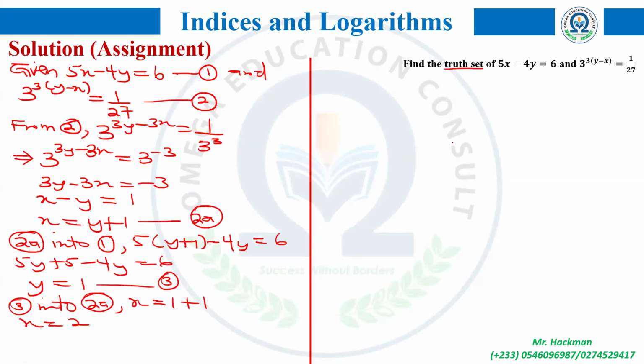However, we're told to find the solution set. So I come and comfortably draw my brackets here. Don't write the words solution set. Just write your curly brackets, and it will be x, comma, y, such that x is equal to 2, and y is equal to 1. Then you close it. Is my point well made?